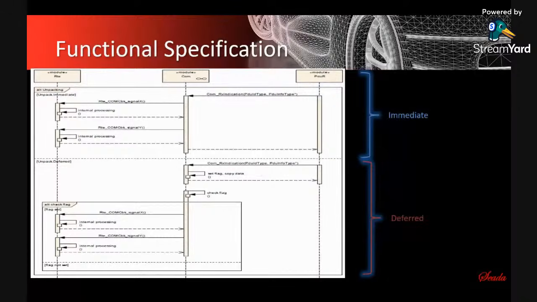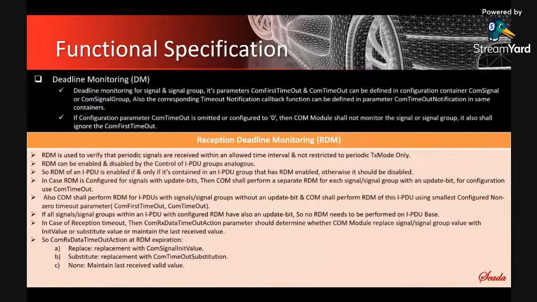And from here, we introduce our deadline monitoring timer. It's the most important timer in the COM module from my point of view. It's a very powerful timer, and you can use it a lot in finding many issues in your software. The purpose of the deadline monitoring timer is to monitor the transmission and reception behavior happening from the COM.